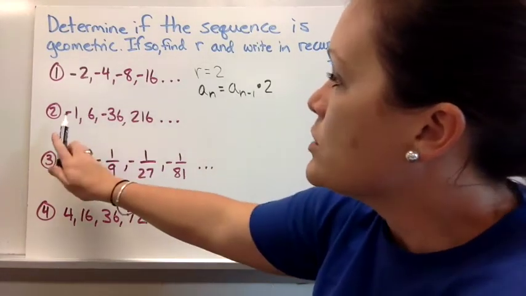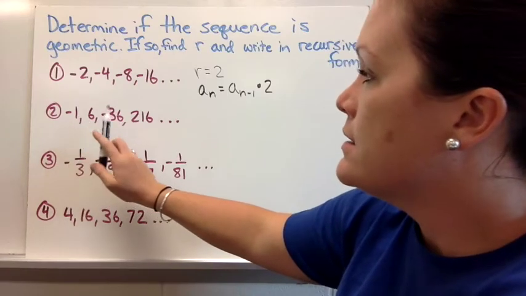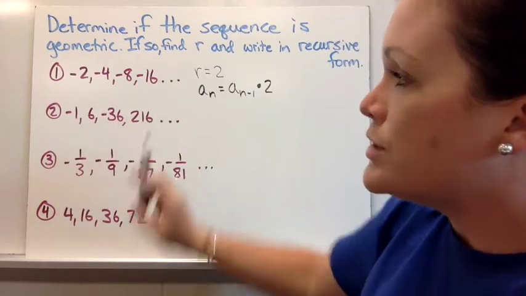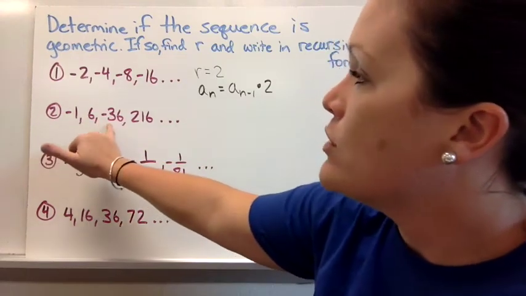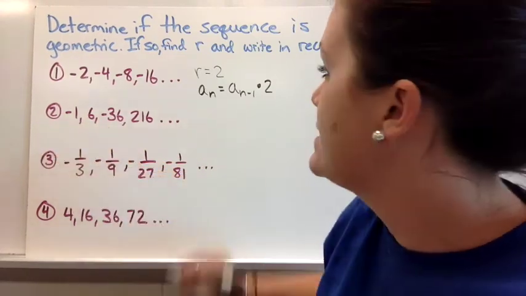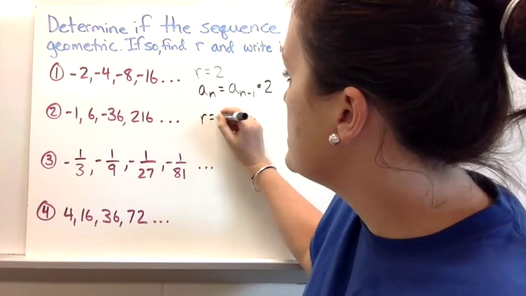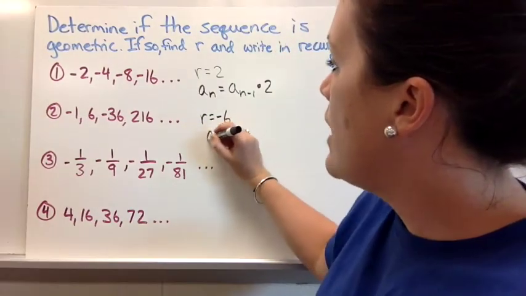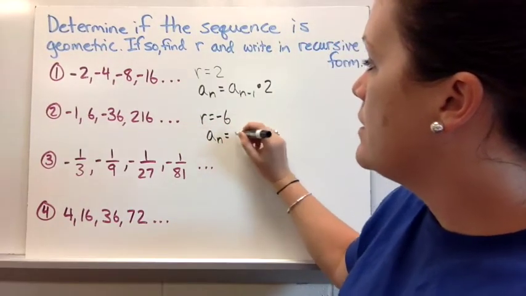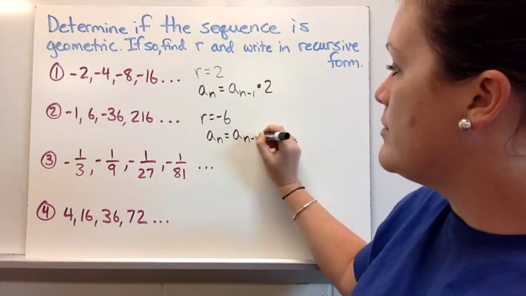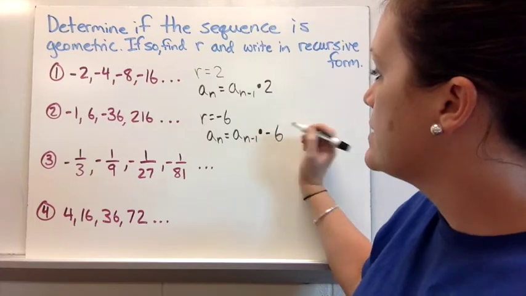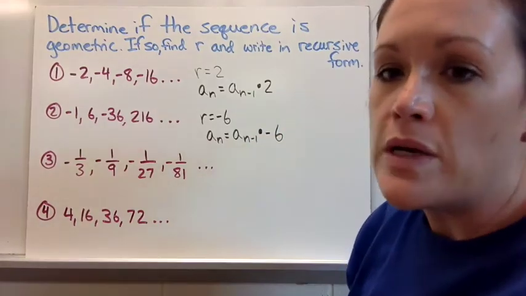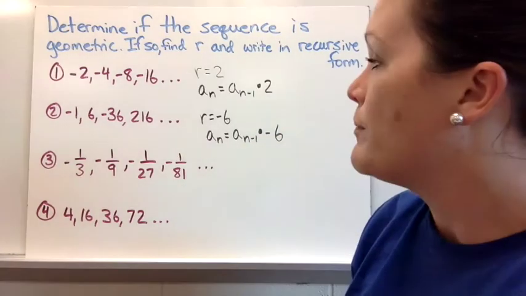Let's look at the next one. -1, 6, -36, 216. So this one is multiplying, notice, by a -6. So my ratio is -6. So I would write out a sub n is a sub n minus 1 times -6. Notice it's very simple, very straightforward for recursive form.